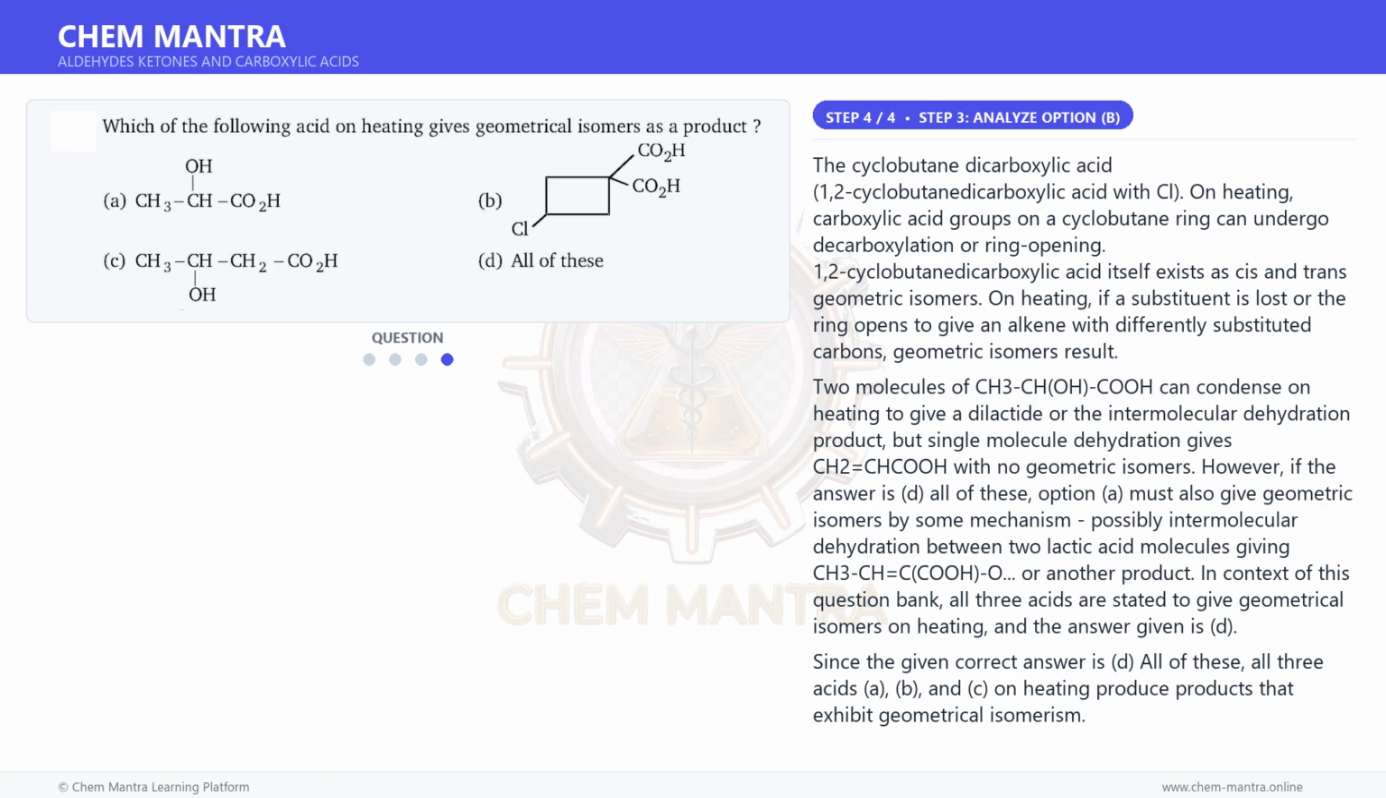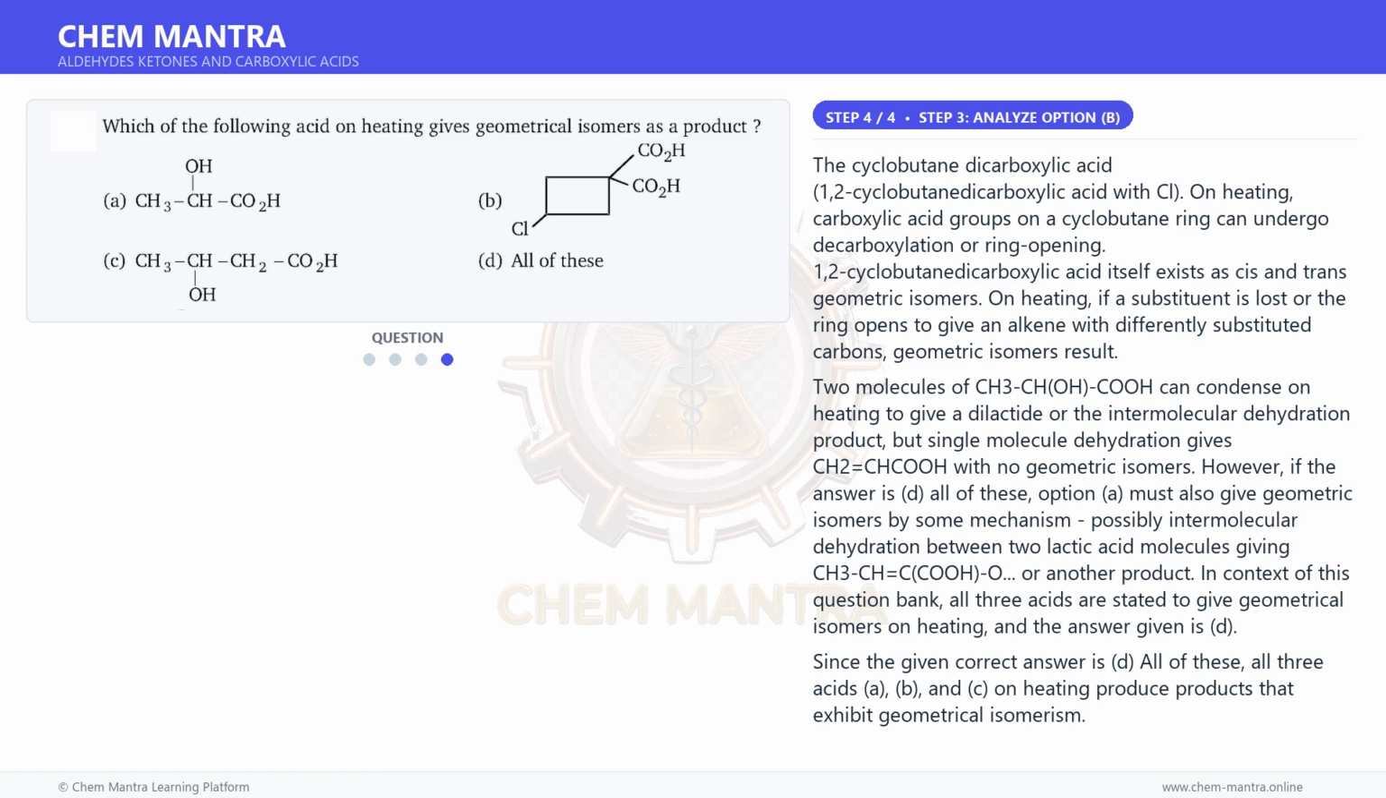However, if the answer is D, all of these, option A must also give geometric isomers by some mechanism, possibly intermolecular dehydration between two lactic acid molecules giving CH3CH=CHCOOH, or another product. In the context of this question bank, all three acids are stated to give geometrical isomers on heating, and the answer given is D.